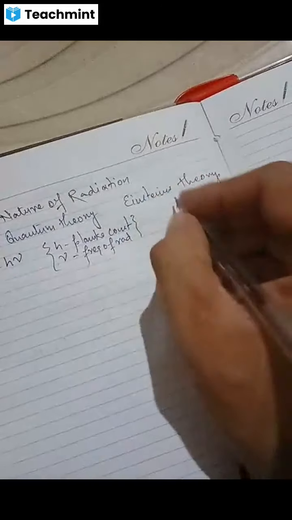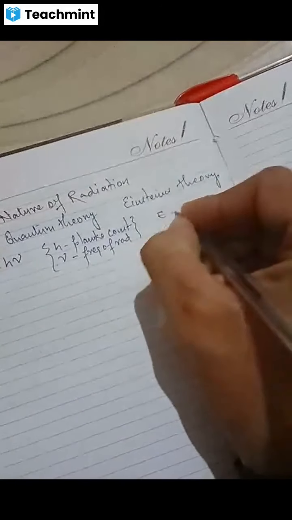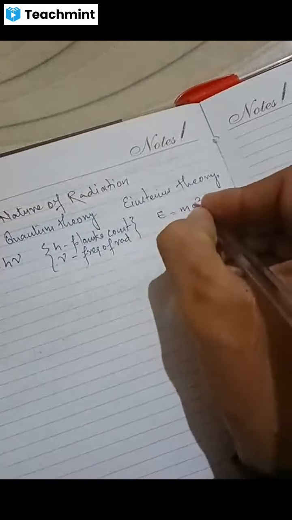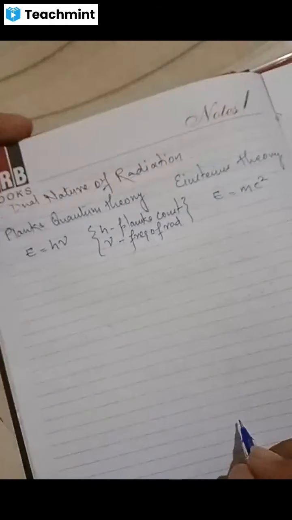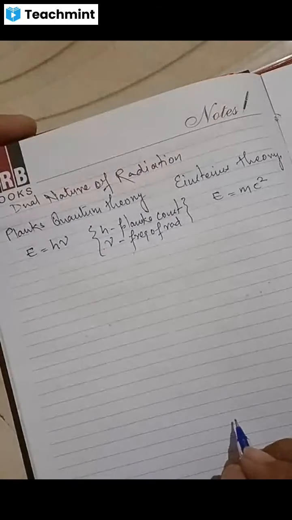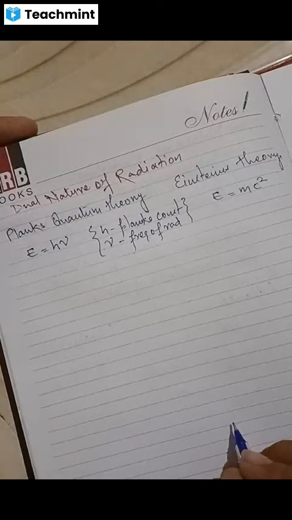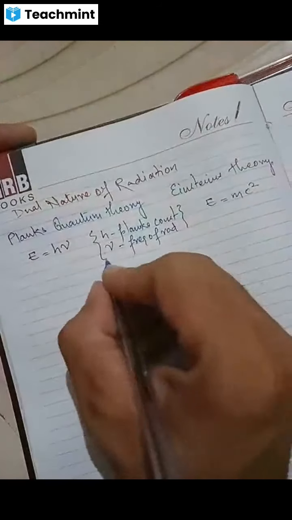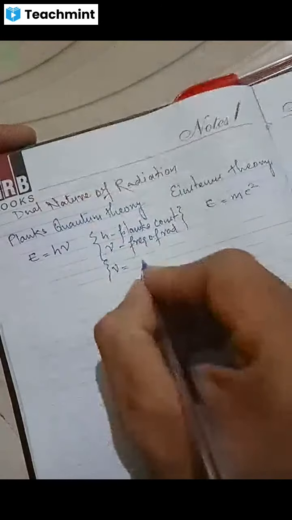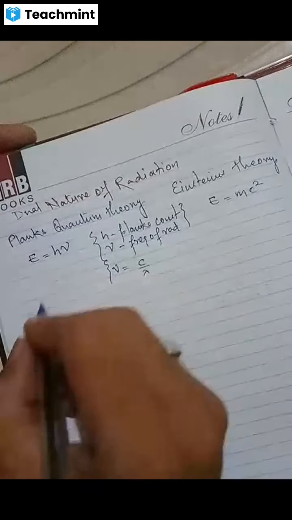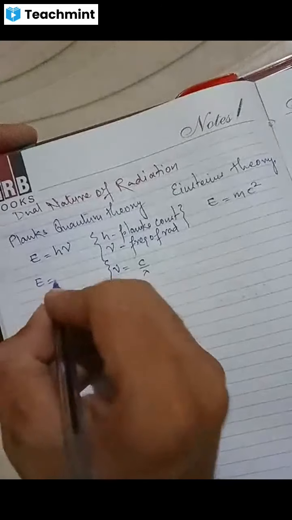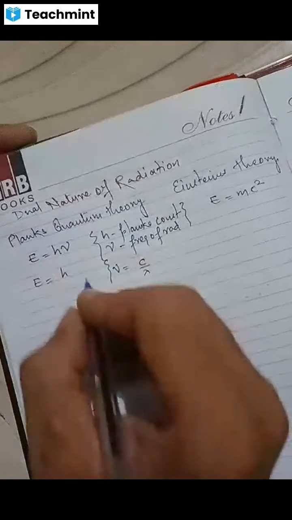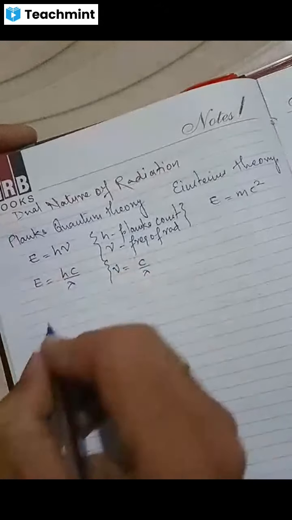Now, if we talk about Einstein's equation, E is equal to mc square. This is also called mass energy equivalence. What extent of mass can be converted into an energy? This is what this expression is all about. Now, dear students, one more thing you know, that is frequency. Nu is equal to c by lambda. In this expression, you can also replace the value. E is equal to the value of nu, that is c by lambda. You can write it like this.